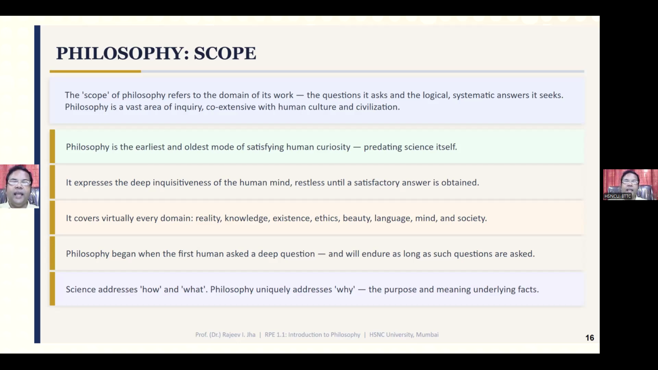The scope of philosophy encompasses reality, knowledge, existence, ethics, beauty, language, mind, and society. Which is to say, it covers the full range of what it means to be thinking, feeling, and acting human being in a world.